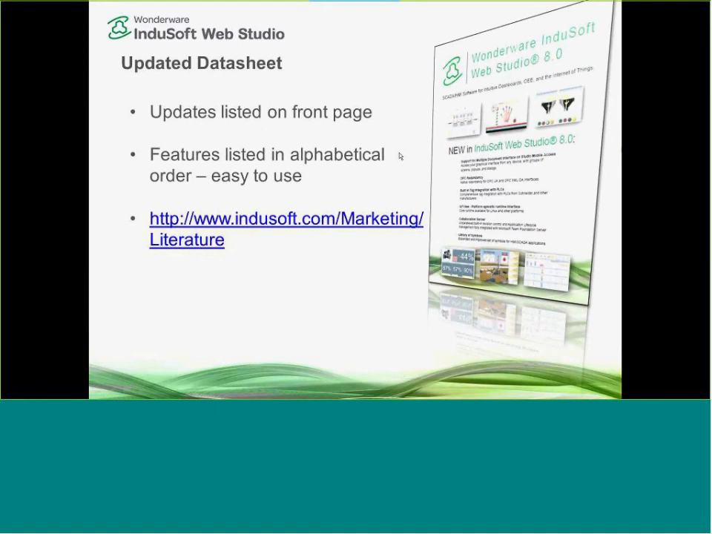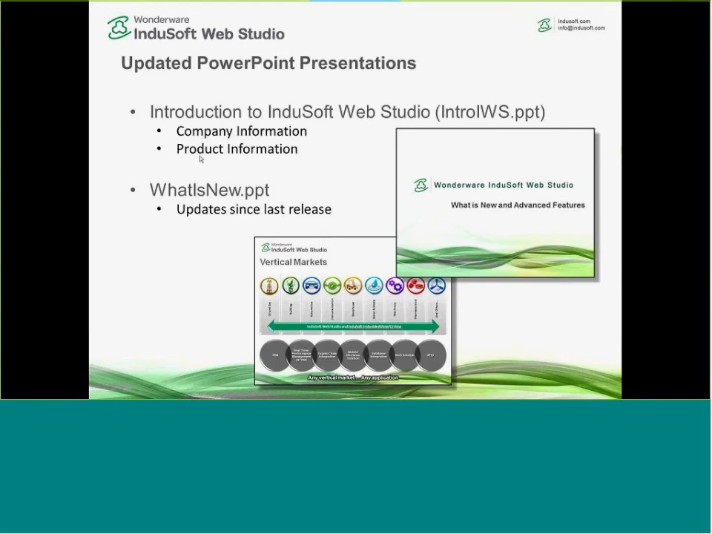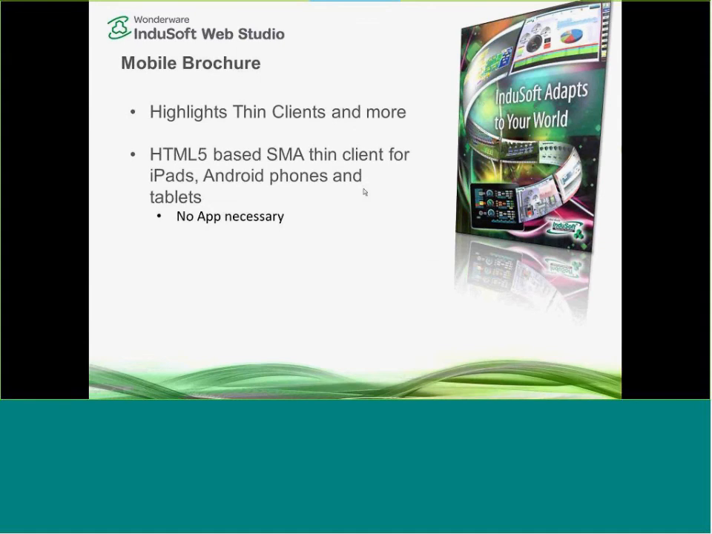I talked about an updated data sheet. If you're not familiar with this data sheet, for those of you who are partners and distributors, this data sheet is in the middle part. It lists the features in alphabetical order. So when you go to a customer and they ask, does it support email? You can go to the letter E for email. There it is. T for trending, scripting, things of that nature. So again, it's in alphabetical order, making it very easy to use.